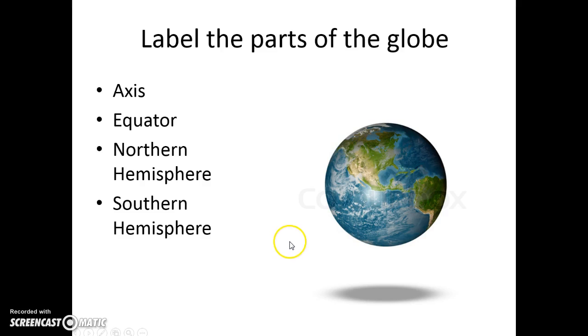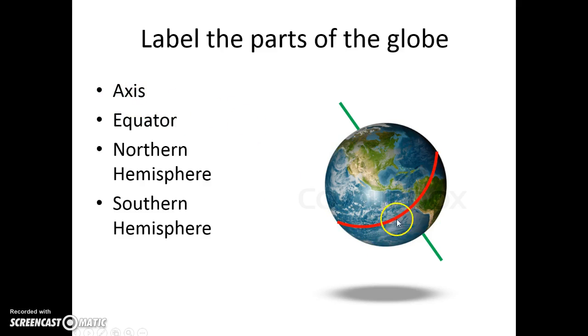Finally, we're going to be labeling the parts of the globe. You need to be able to talk about these parts of the globe. The first part is the axis. Please draw an axis onto the globe on your paper and label it axis.